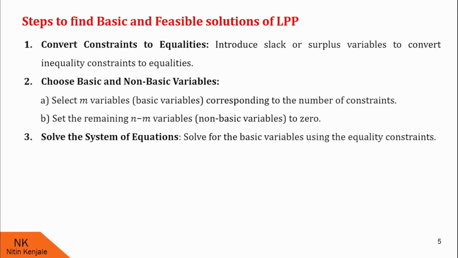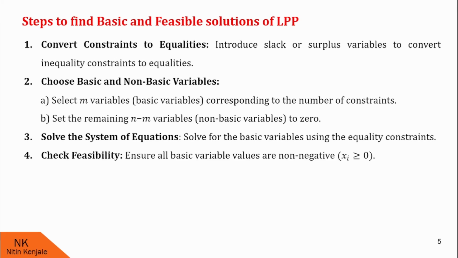Then in next step, we solve the system of equations. We solve the basic variables using equality constraints. Next, we check the feasibility. We ensure that all the basic variables values are non-negative. Then such a solution is called as basic and feasible solution. Let us understand this with the help of examples.